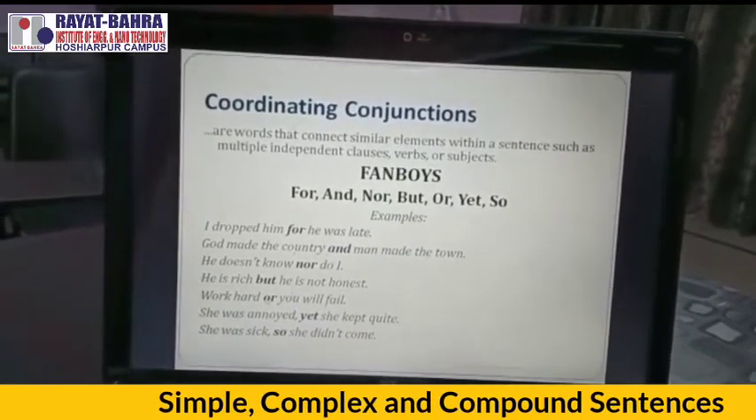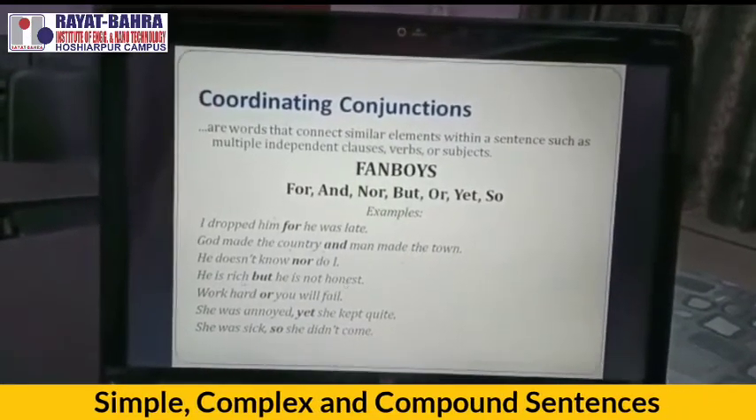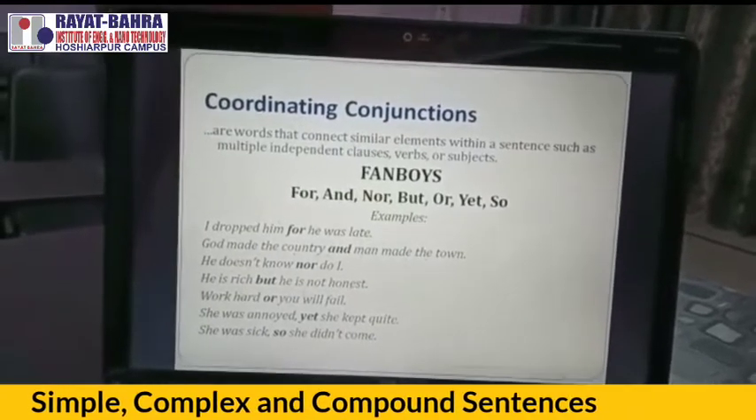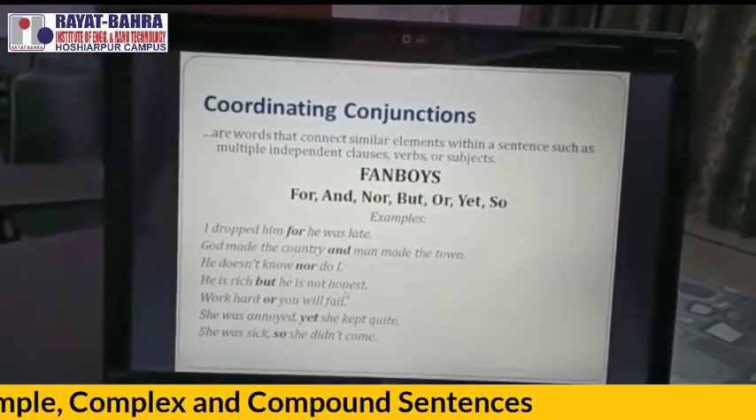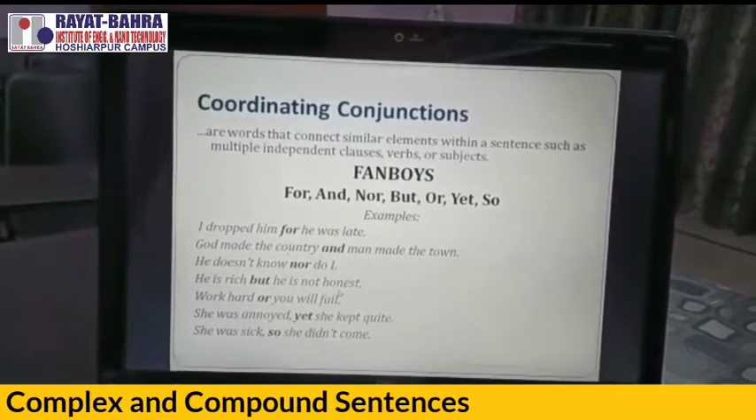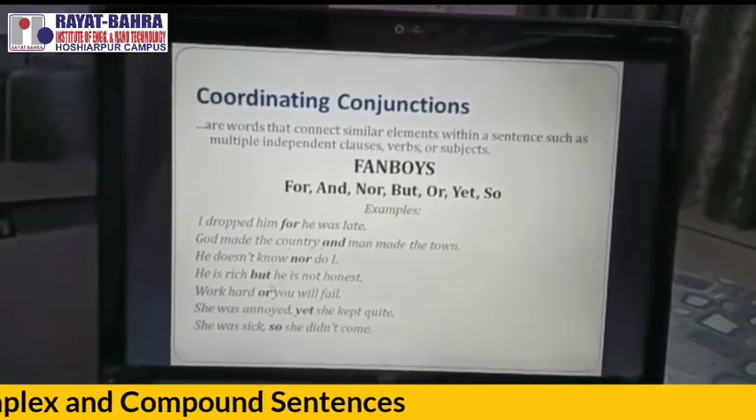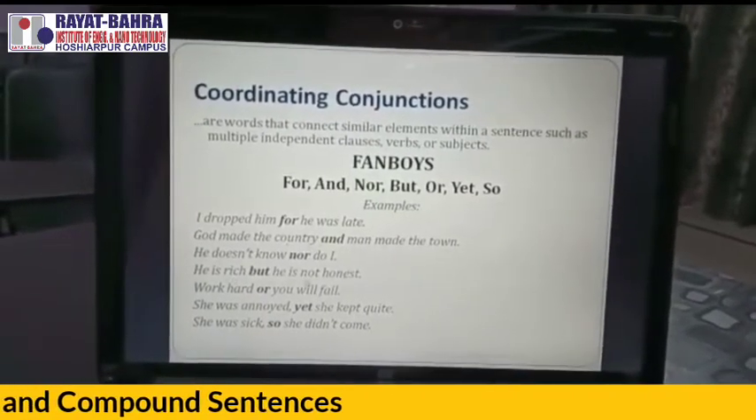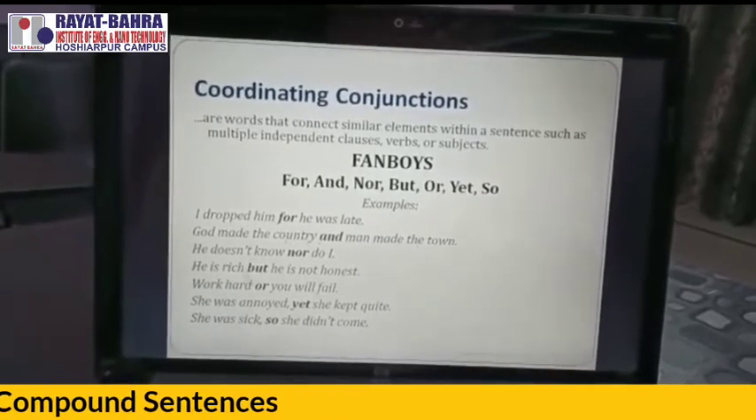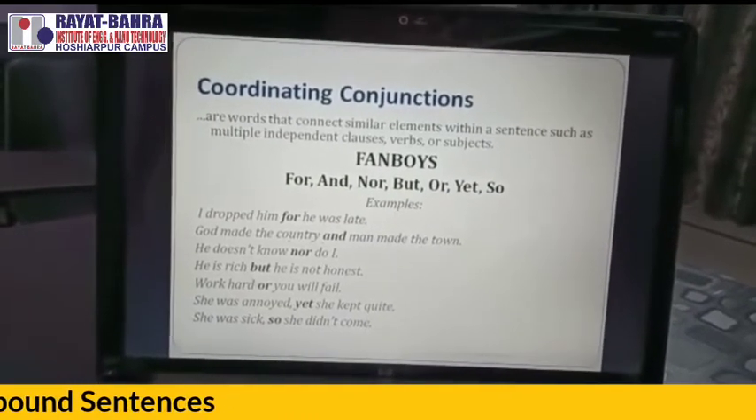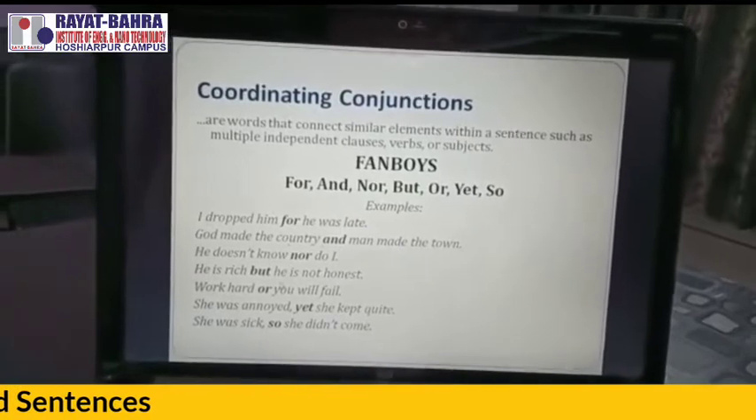He is rich, but he is not honest. So you see, he is rich, he is not honest. They are complete in their sense. They don't need anything else to complete their meaning. But these two independent clauses have been connected by this coordinating conjunction. So this is a compound sentence.